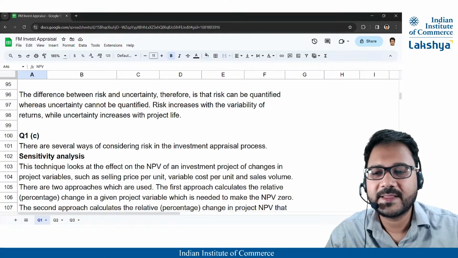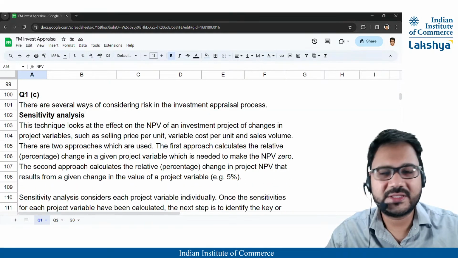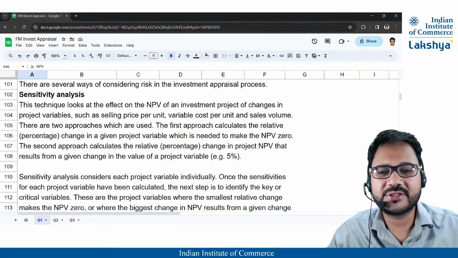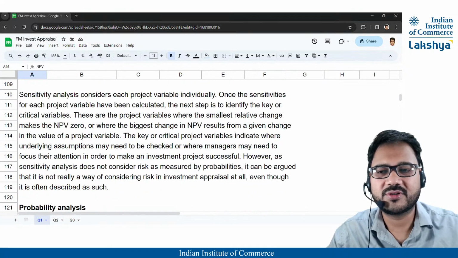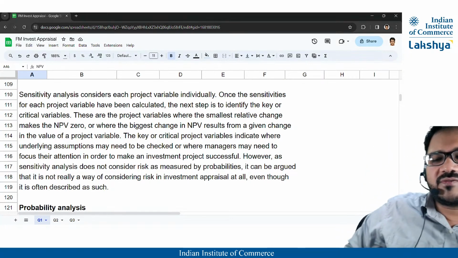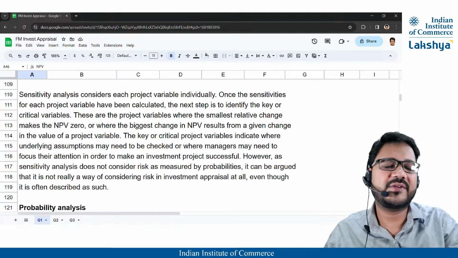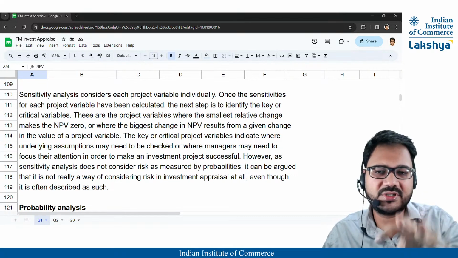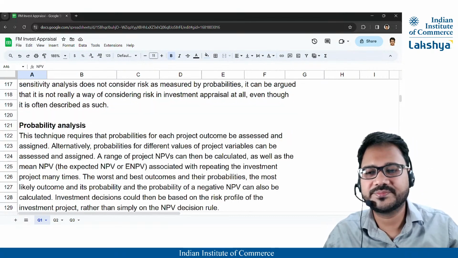Okay. Then methods also we discuss. So there's sensitivity analysis. Just read through it. Pause the video, read through it. This is the whole thing of sensitivity analysis. Sensitivity analysis basically asks: if one element moves and everything else remains constant, what is the impact on NPV?